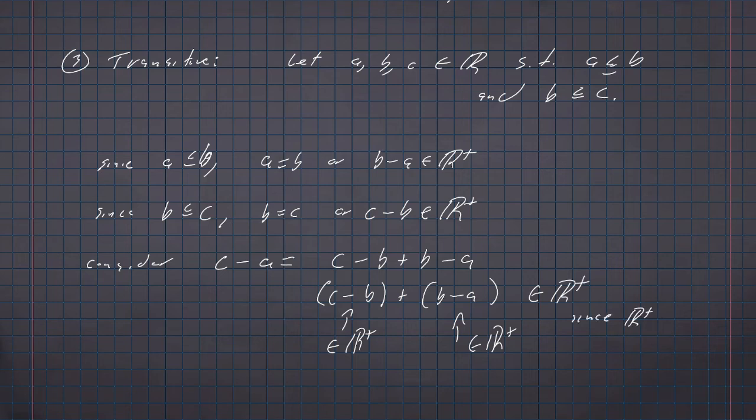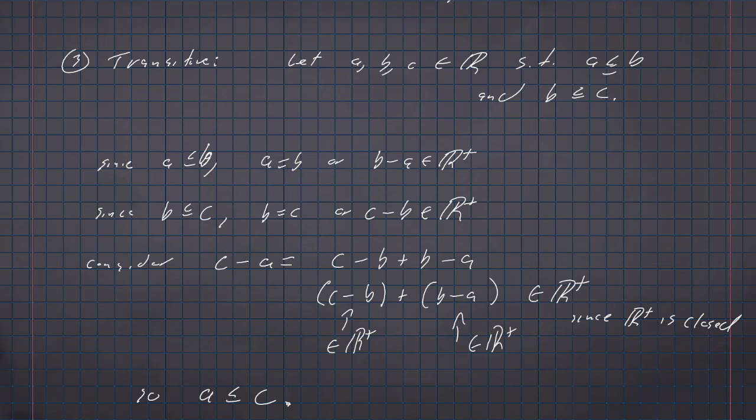And the positive real numbers are closed under addition. So if you have two positive real numbers and you add them together, you get a new positive real number. And since c minus a is a positive real number, that's the definition of inequality. We get that a is less than or equal to c.